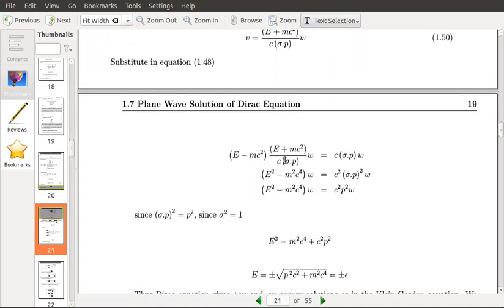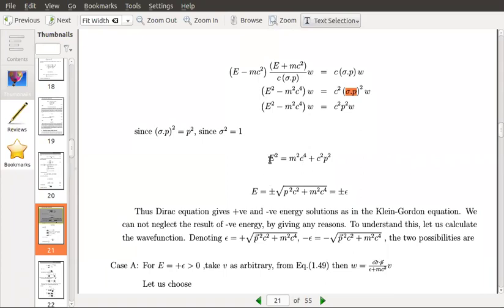Now you simplify this, so we get (E square minus m square c to the power of 4) W equal to c square p square W, because (sigma dot p) whole square is p square. We have already written that earlier when we started the Dirac theory. So from this we get E square equal to m square c to the power of 4 plus c square p square, which is nothing but the relativistic energy of the particle. So E equals plus or minus root of p square c square plus m square c to the power of 4. Let us take it as plus or minus epsilon.